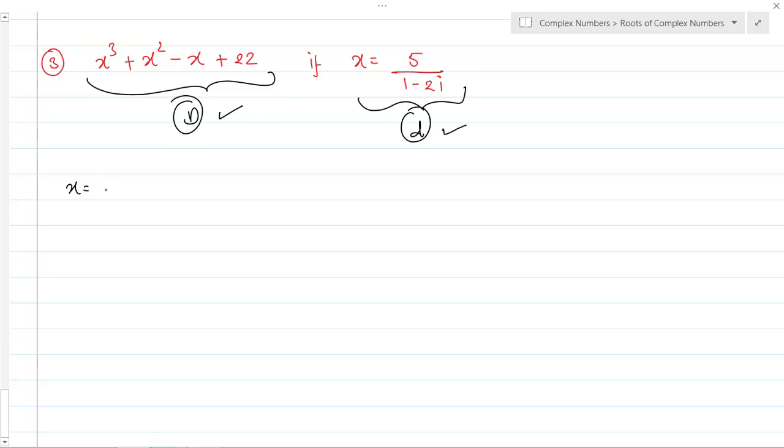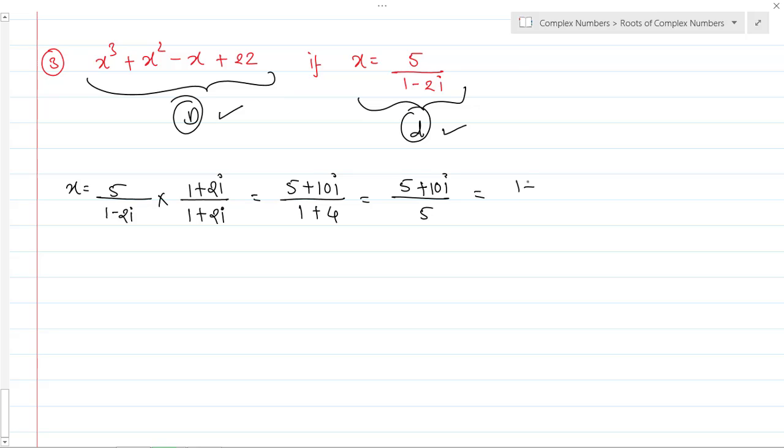So x is equal to 5 upon 1 minus 2i. Let's multiply and divide by its conjugate, 1 plus 2i upon 1 plus 2i, which is nothing but 5 plus 10i divided by 1 plus 4, which is again 5. So 5 plus 10i upon 5 is nothing but 1 plus 2i. So x minus 1 is equal to 2i.